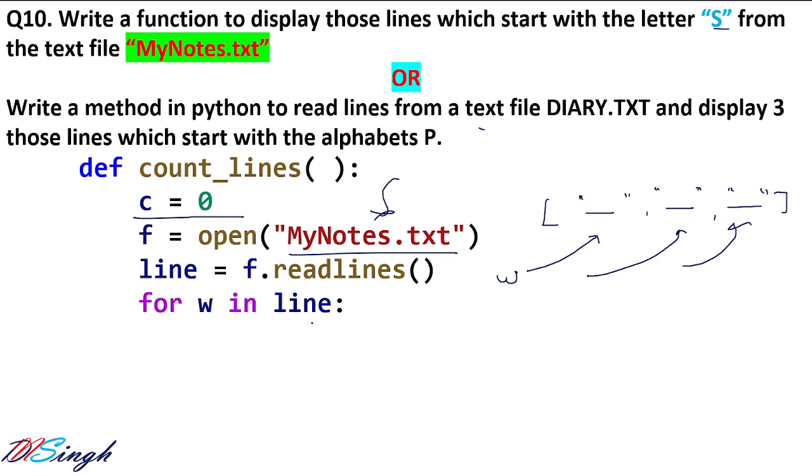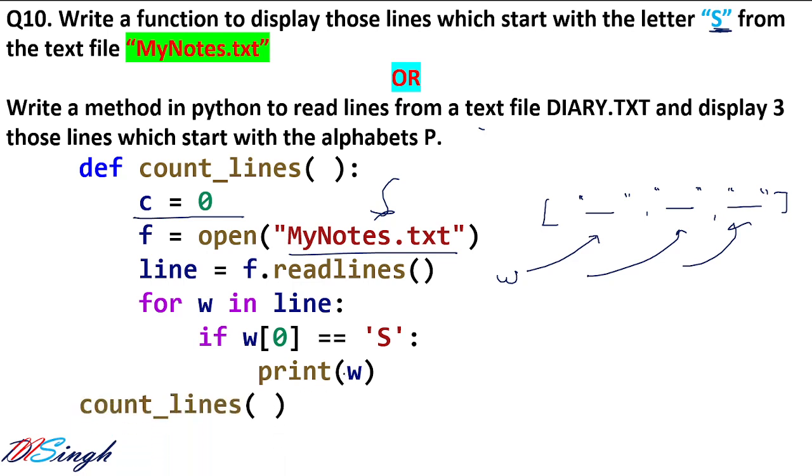Once you have that, your job is to compare whether it is starting with s or not. So what you will do: if w[0] equals s, then it is starting with s, so increment the counter or print the line, display the line. Otherwise, do nothing, go to the next line. And when this loop ends, you will have printed all the lines which are starting with s.